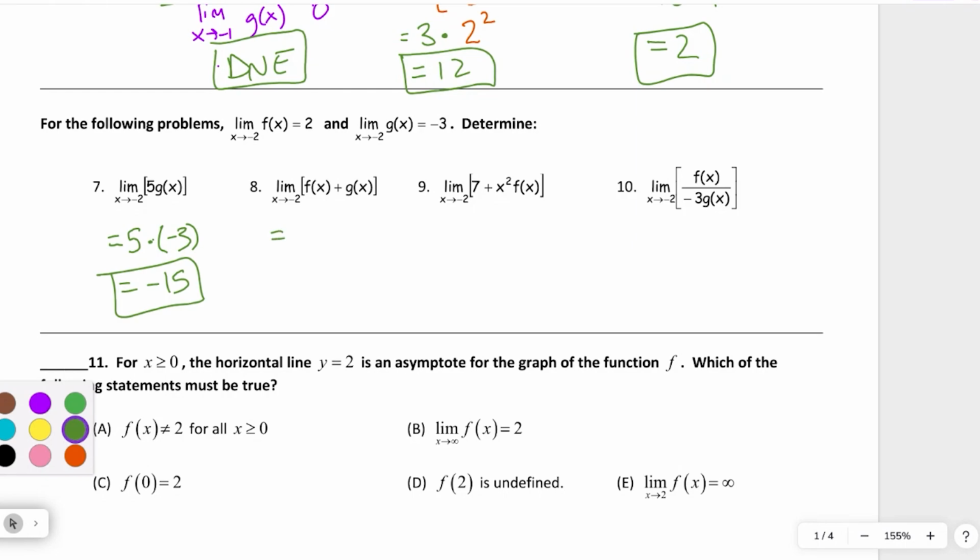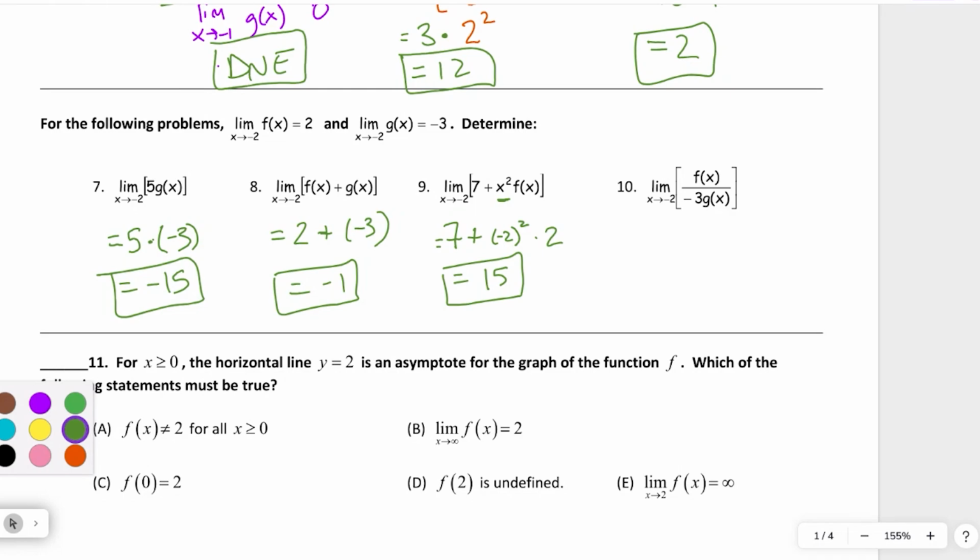For number 8, the limit of f of x as x approaches negative 2 is 2. And for g of x is negative 3. So that sum is negative 1. For 9, okay, so here, as x approaches negative 2, this x squared is going to get closer to 4. So we've got 7 plus negative 2 squared times the limit as x approaches negative 2 of f of x, which is 2. So we got 4 times 2 is 8. 8 plus 7 is 15.